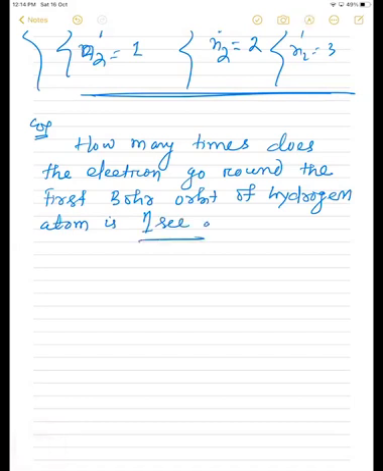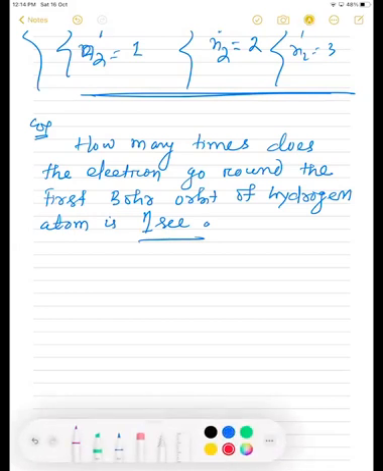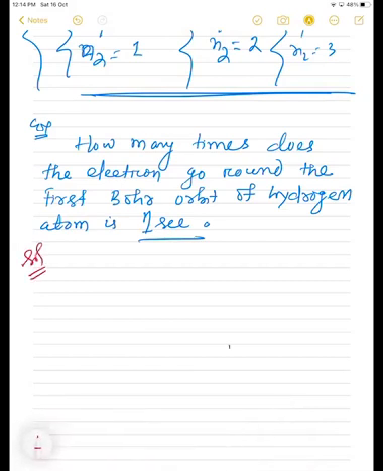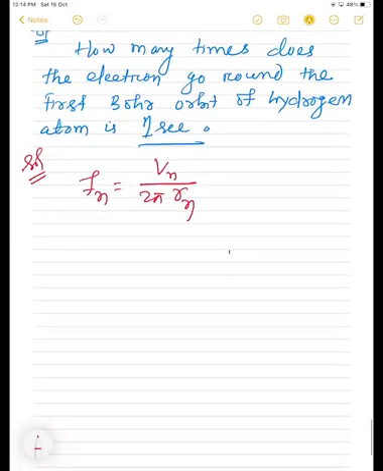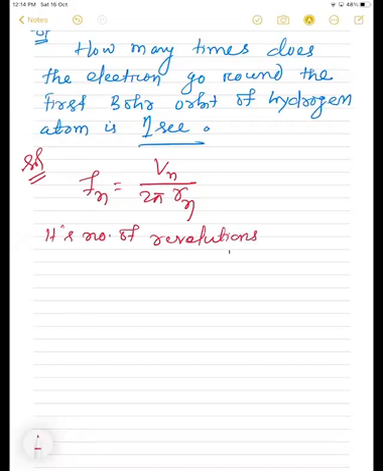Understanding the question is very important. It is given how many times the electron goes round, meaning how many revolutions the electron makes in one second. In one second, the number of cycles per second is the frequency, yes or no? And you know frequency of revolution is how much? Velocity in the nth orbit by 2 pi into radius of the nth orbit, correct or not? Yes, sir. So it is the number of revolutions made in 1 second. That is what the question asks: the number of revolutions in 1 second.